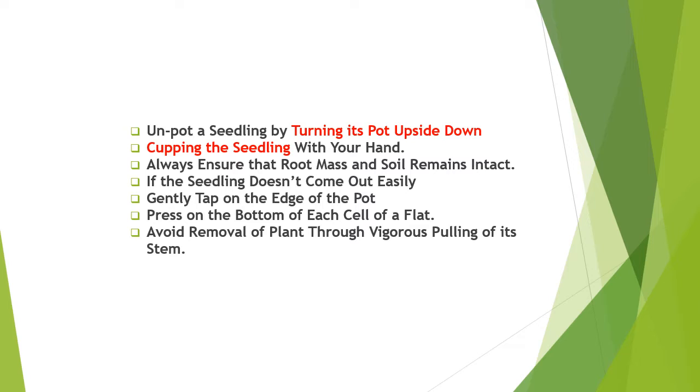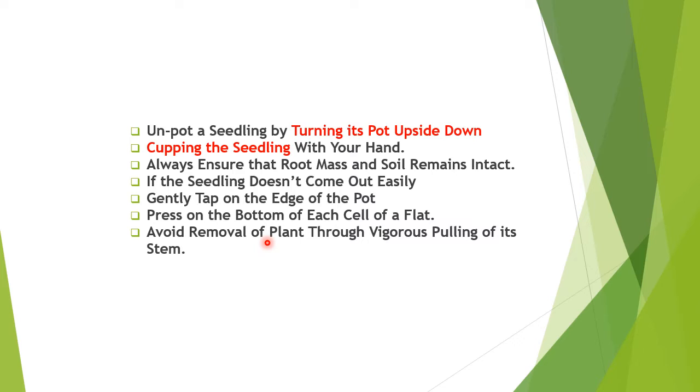So there's a technique. You can unpot a seedling by turning its pot upside down, and then you can do the cupping of the seedling with your hand. Always ensure that root mass and soil remains intact. If the seedling does not come out easily, sometimes you have a problem that it is fixed with the pot. Don't fiddle with it. Gently tap on the edge of the pot. Press on the bottom of each cell of a flat if it is in a tray. Avoid removal of plant through vigorous pulling of its stem.